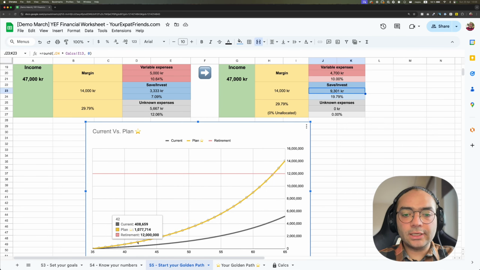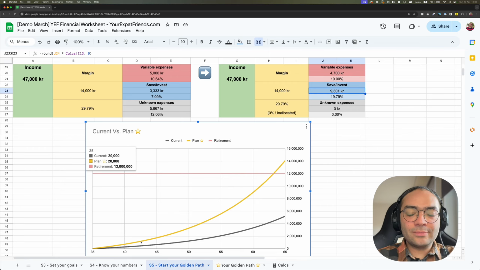At this point in time, I decide that I want to upgrade my apartment. I want a bigger apartment, or I want an apartment, I don't know, closer to the city, whatever, right? Now the question is, if I want to pull some of this money out and put it towards the down payment of a bigger apartment, let's say I need to pull 200,000 kroner out.